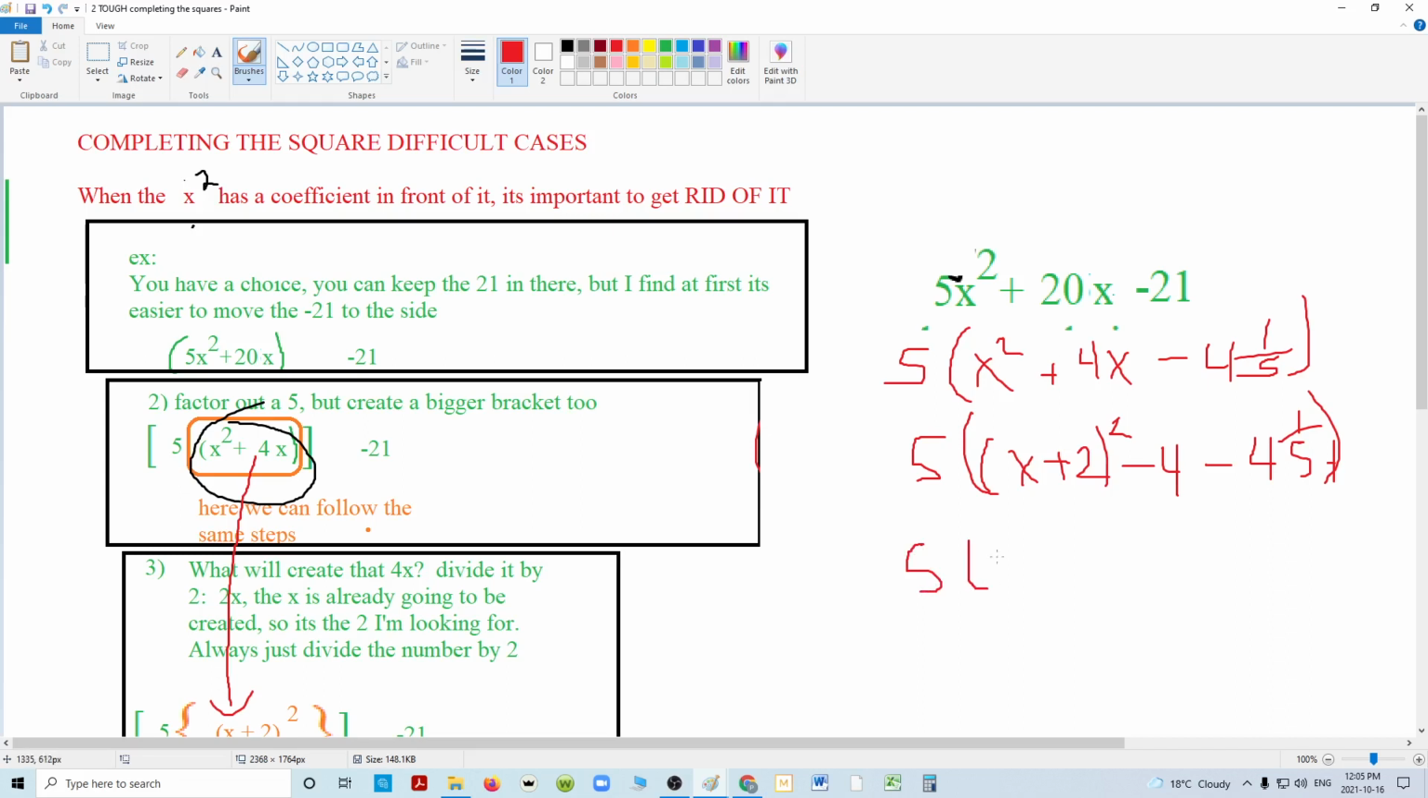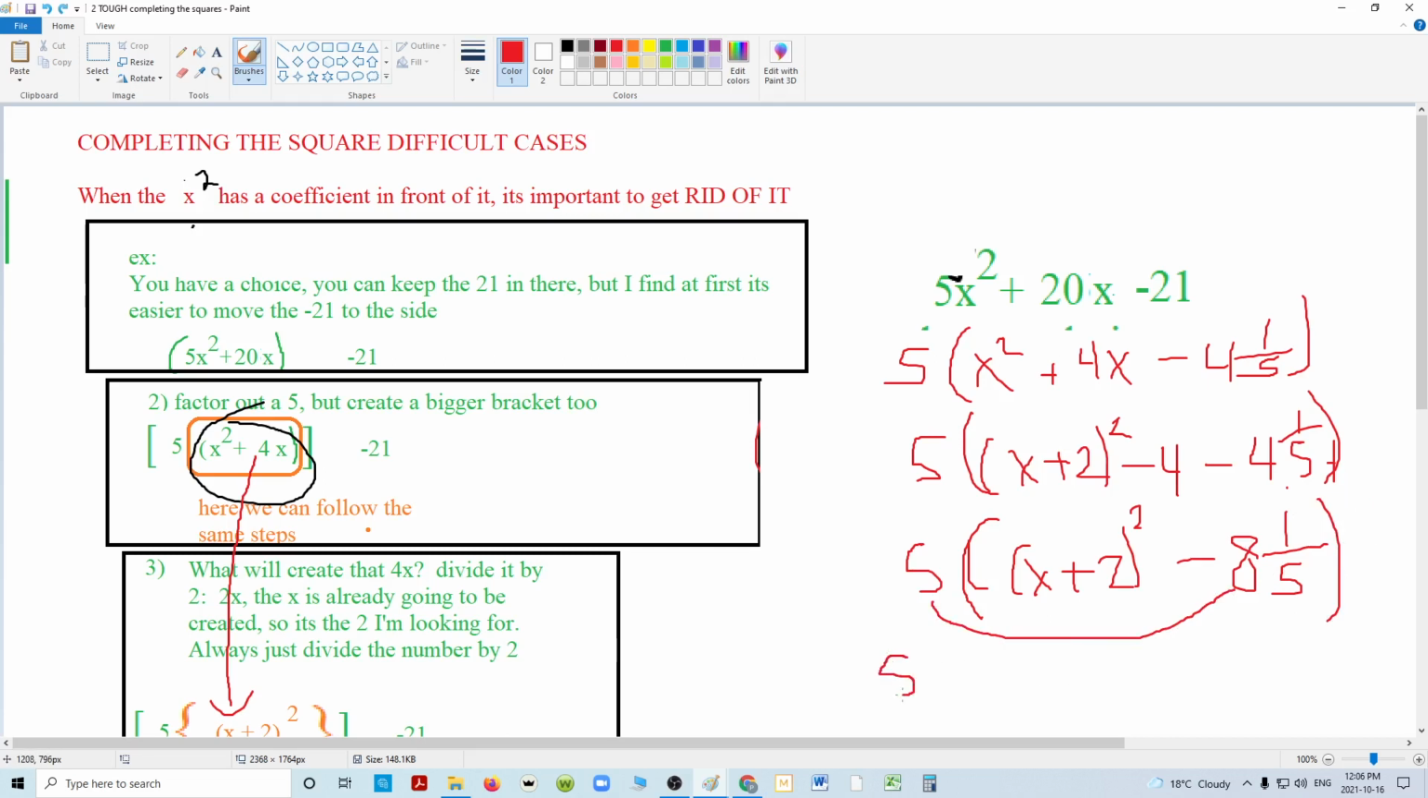5, x, all in a big bracket. Keep in mind it's all in a big bracket. x plus 2 squared. What's minus 4 1/5? It's minus 8 and 1/5. Okay. And finally, when I keep in mind all that's in one bracket, when I get rid of that, I have to multiply the 5 to get it out of the bracket.